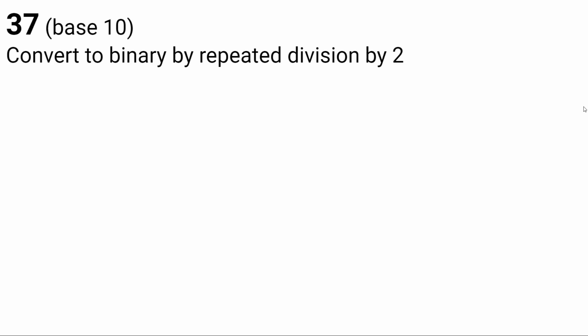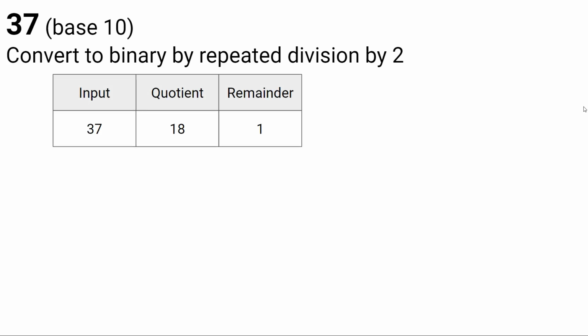Again, the way the conversion algorithm works is that we will repeatedly divide the input, this time by 2, record the quotient and the remainder, and then repeat this process using the previous step's quotient as the new input, and then stop when that quotient is 0. So first, 37 divided by 2 is 18 with a remainder of 1. Record both 18 and 1 in memory.